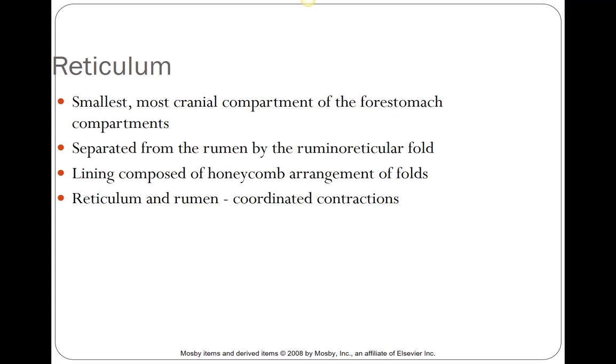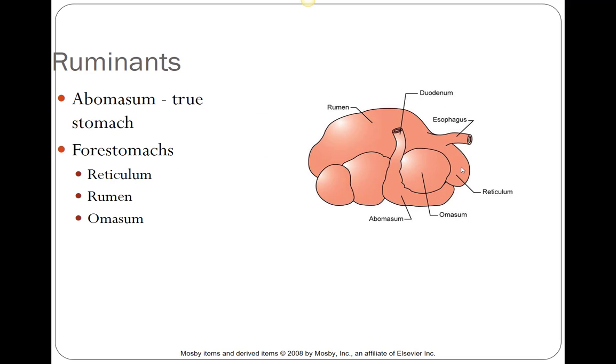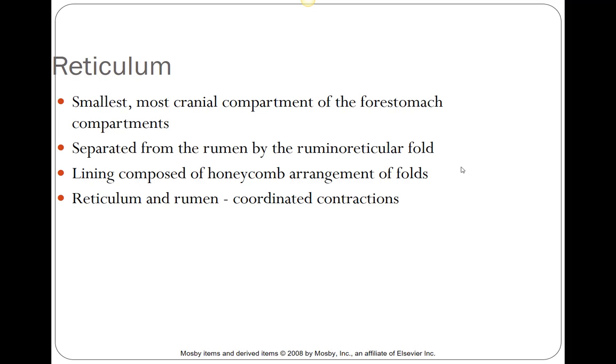The reticulum is the smallest part. It's the most cranial part of the compartments, and so it would be right here. It's where food actually comes in initially. It's forced up from there into the rumen, and it also plays a very important role with its honeycomb shape of making that bolus of food to be regurgitated and rechewed by the ruminant.